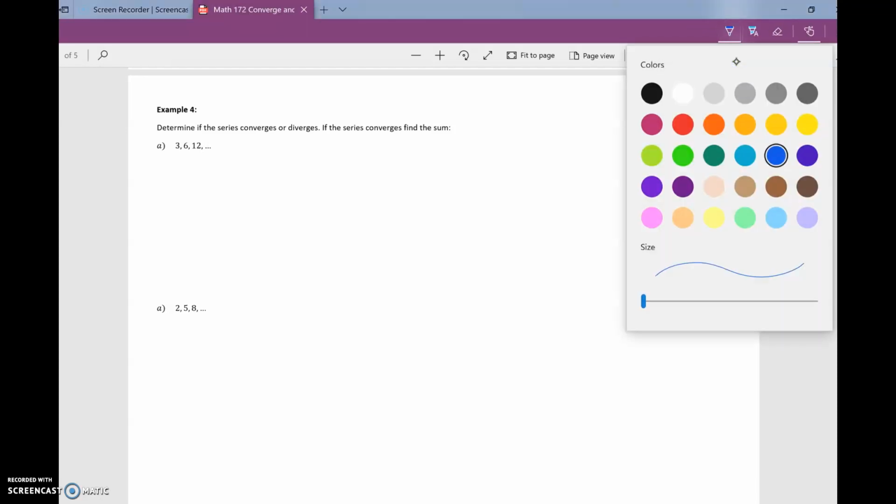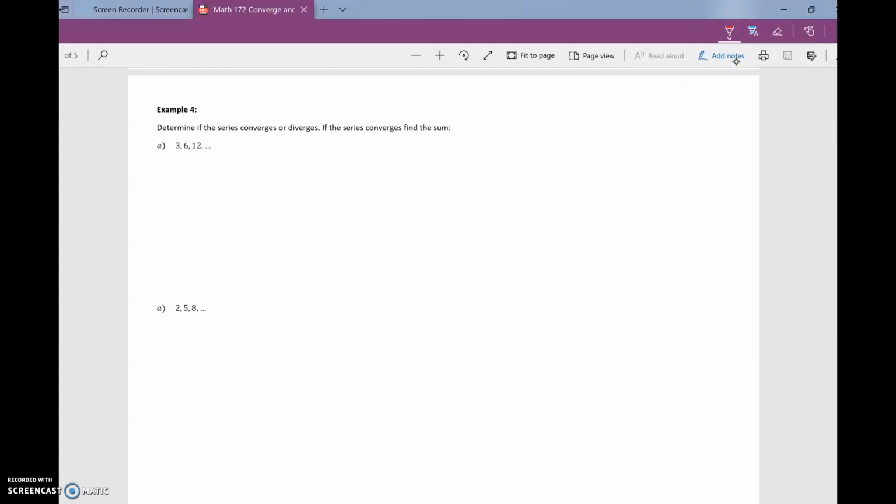Hi class, let's take a look at example 4. It's basically asking for us to determine if they're going to converge or diverge. These two problems, oh shoot, this is supposed to be B. And before we apply any of the tests, see if you recognize any of the actual series.